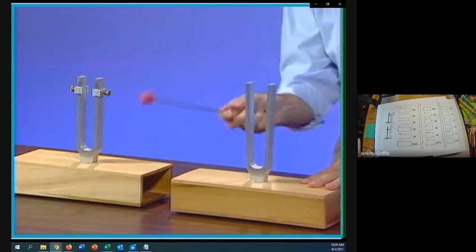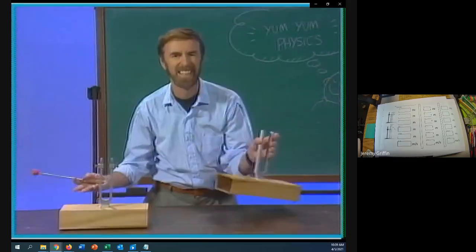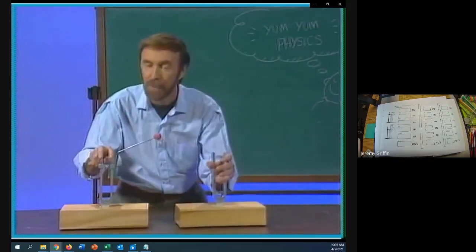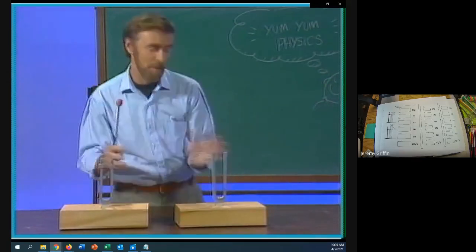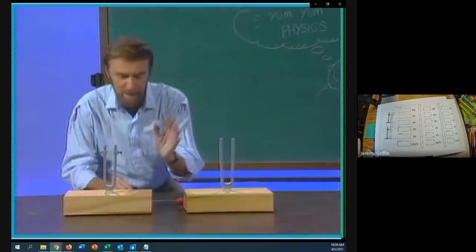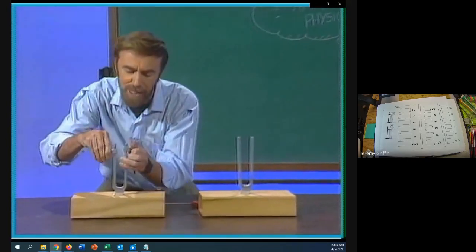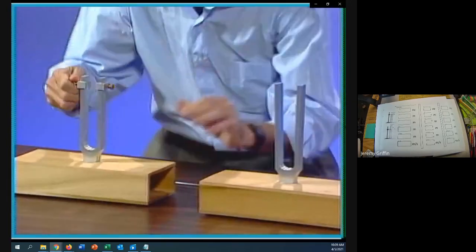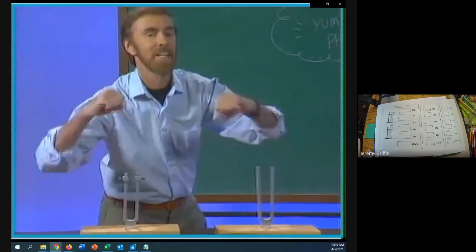Let's try now. Yup, nothing. I have to have this frequency the same as this to pick up the vibrations from here. That's what happens with the radio set. The radio signals are coming in, and you change the frequency of your radio set so that it matches the incoming frequency. You got it. Physics. Yay.